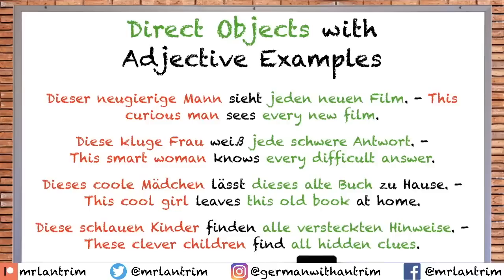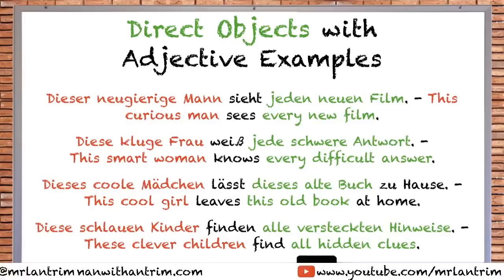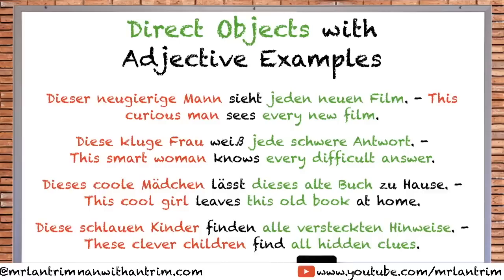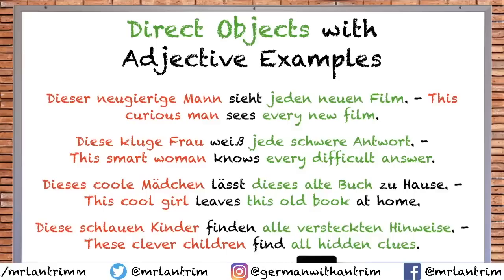article. Diese schlauen Kinder finden alle versteckten Hinweise. These clever children find all the hidden clues. These is again acting like a definite article. So we use here diese schlauen Kinder with an EN at the end of it. And alle versteckten has an E at the end of alle for the plural form and an EN for the adjective. These are again nominative for the things in this case that are finding something, and the things that are being found are using the accusative case.